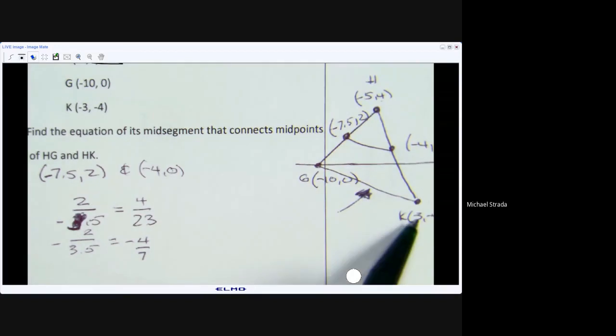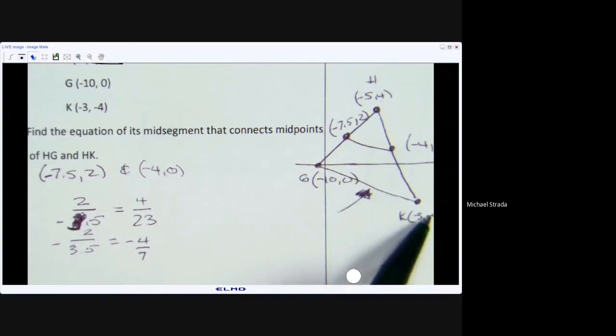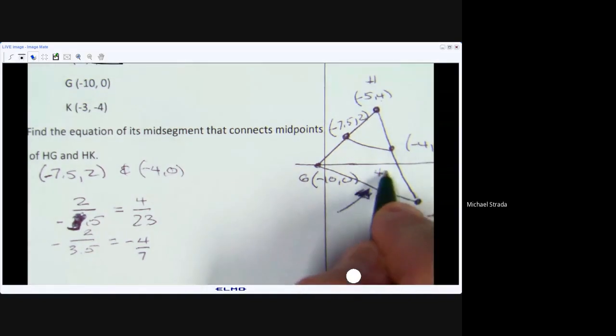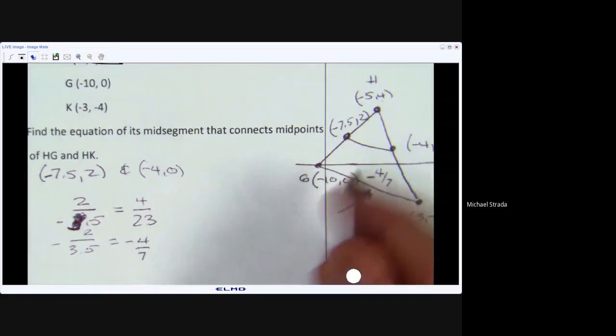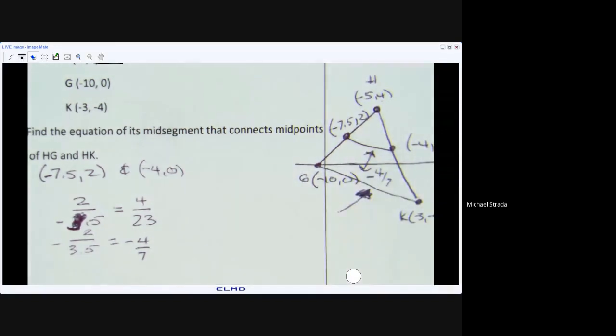look at -10 to -3, which goes over 7. 0 down to -4, which means it goes down 4. So that's also -4 over 7. Recall that the mid-segment and the opposite side have the same slope because they're parallel.